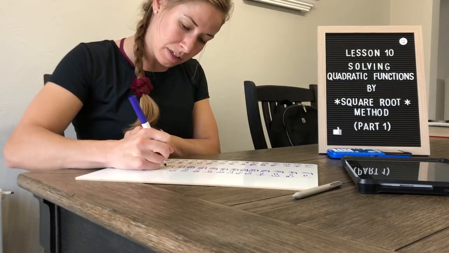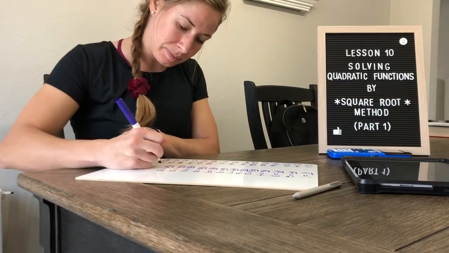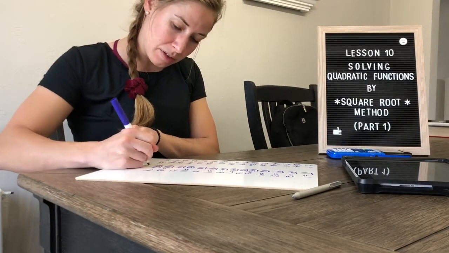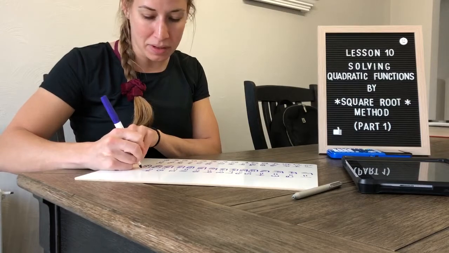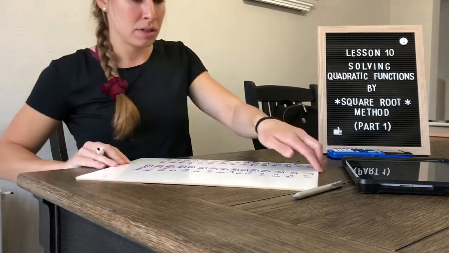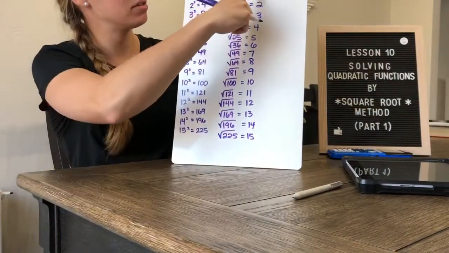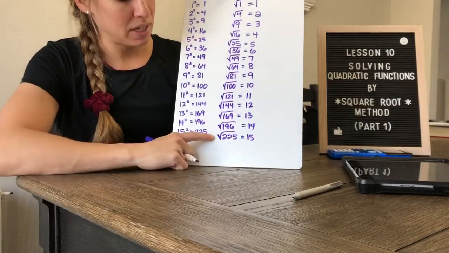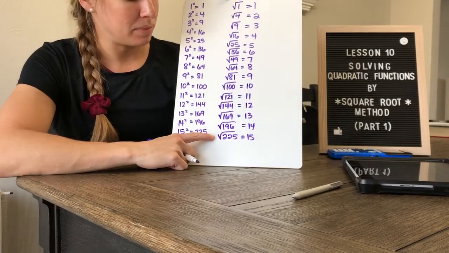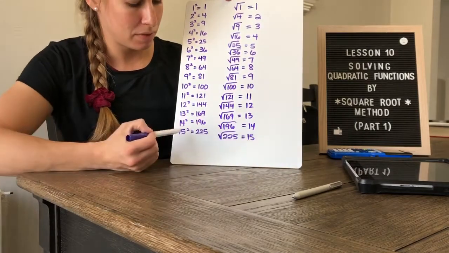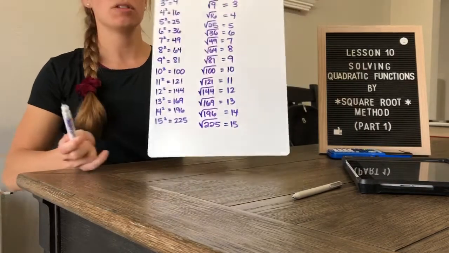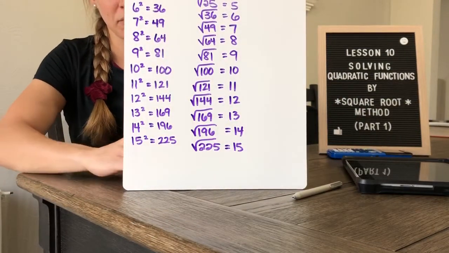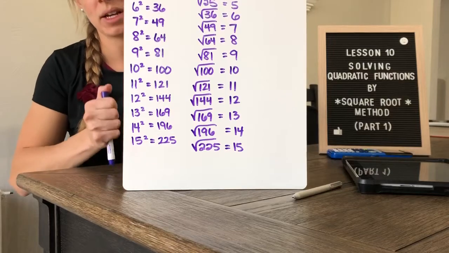So the more familiar with these numbers you become, the better. So the square roots, square root of 1 is 1, square root of 4 is 2, all the way down to 15. Square root of 225 is 15, because you're saying 15 times itself is 225. Okay, so there's that list. You can make yourself some flashcards and practice them.